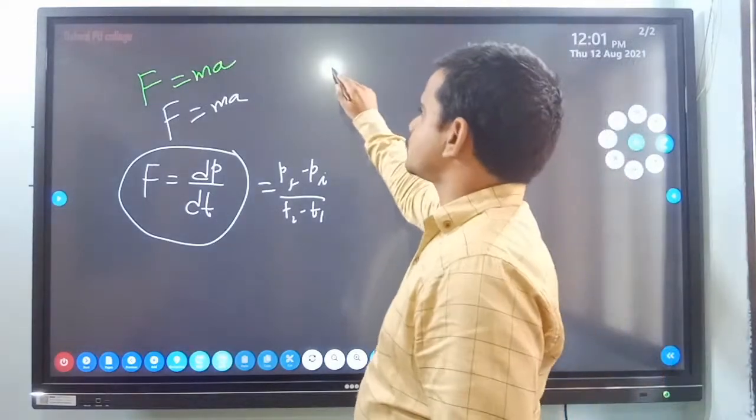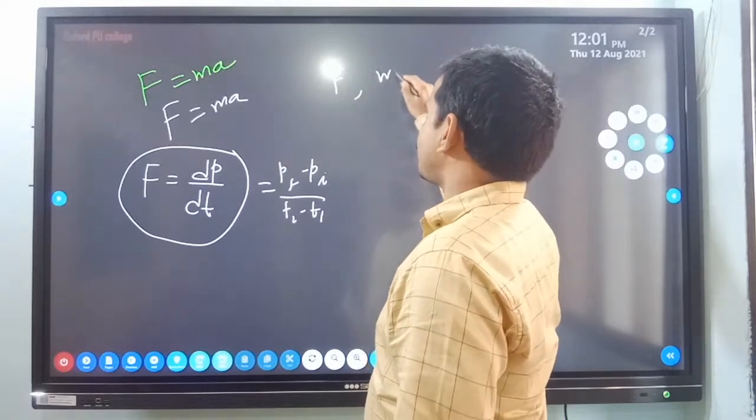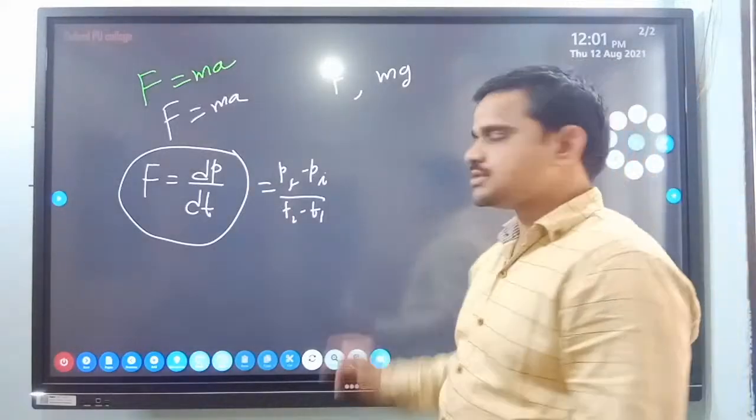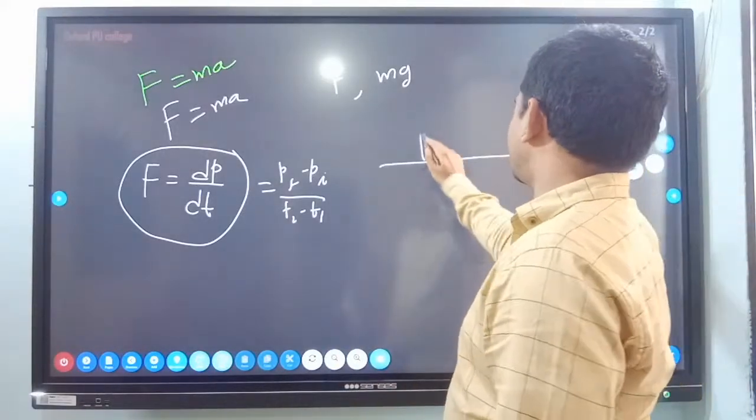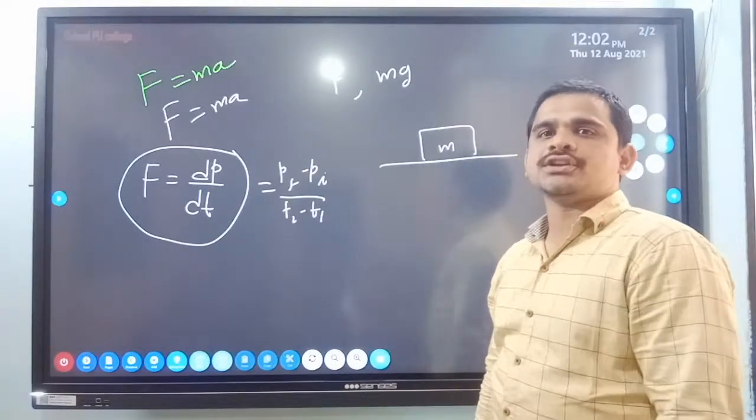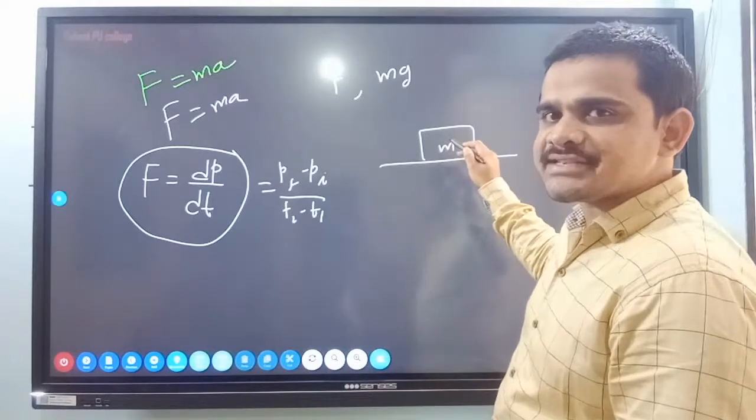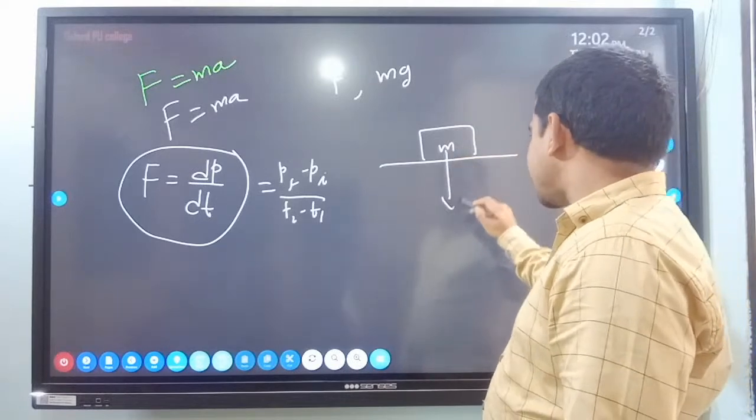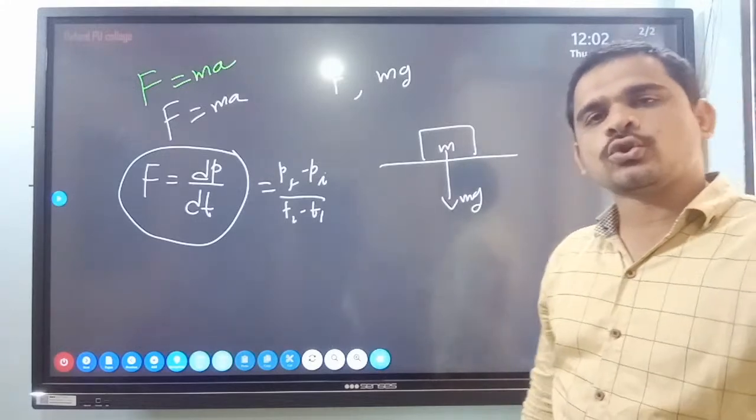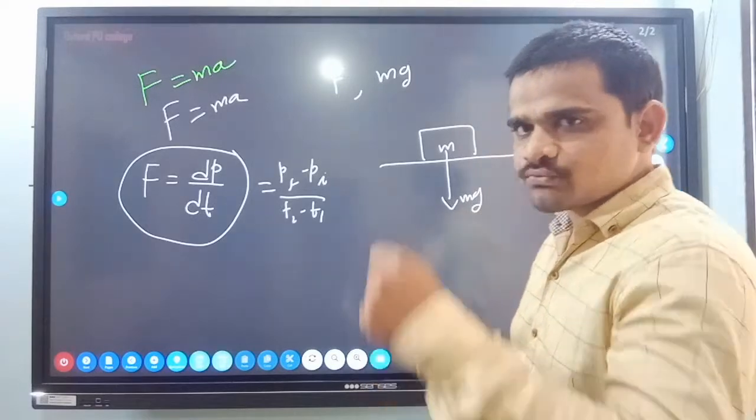And we have seen one force, the force by gravity, mg. A body of mass m is placed on a table. Okay? Some force is acting on it. Mg is a force. This mg force always acts vertically downward.